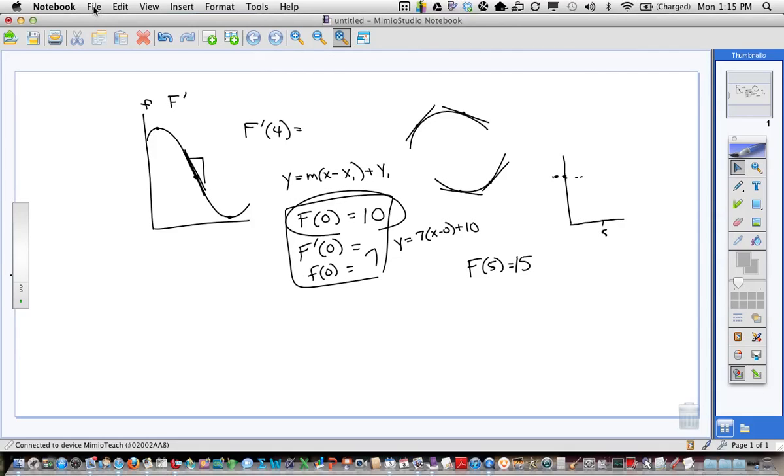Could F of 5 equal 15? No. Because if it goes over 5, to get to 15, it would have to go up 5. Look at the graph. It goes up 7 first. What are these y values? These y values are the slopes. It's 7, 6, 5, 3, 2, 1.